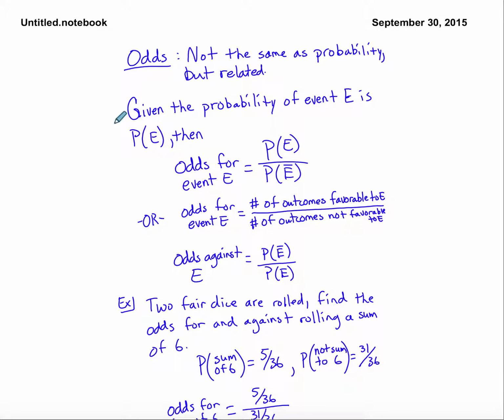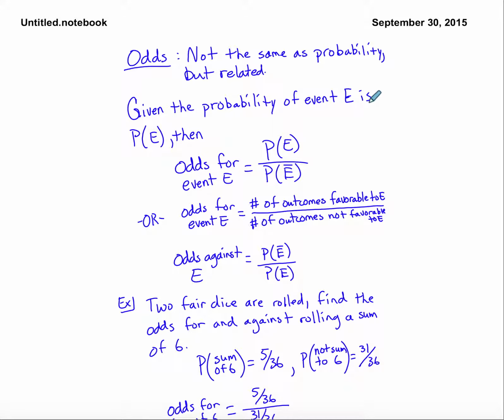We also have something called odds. Odds are not the same as probabilities, but they are in fact related. Unfortunately, in our daily lives, we hear a lot of people talk about odds and probabilities as if they're interrelated, as if they're the exact same, but they're not. They're actually related to each other, though.